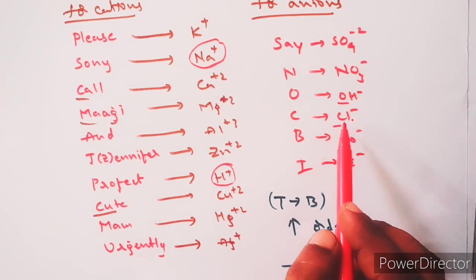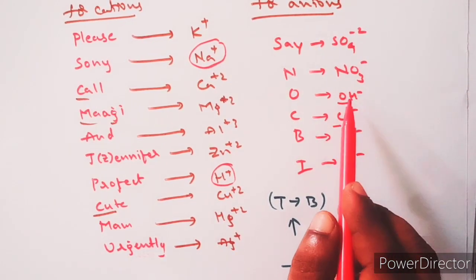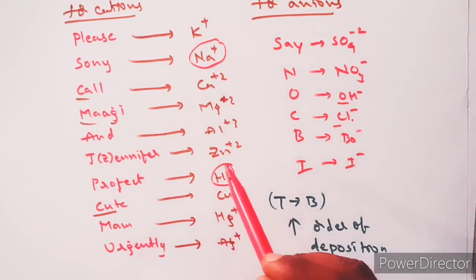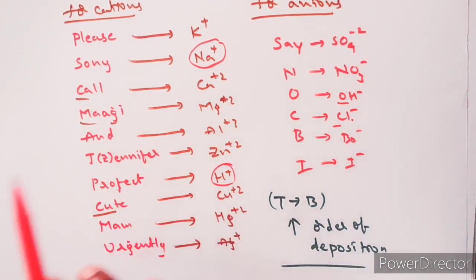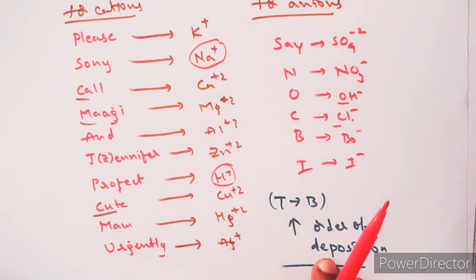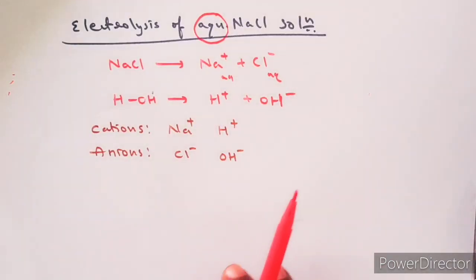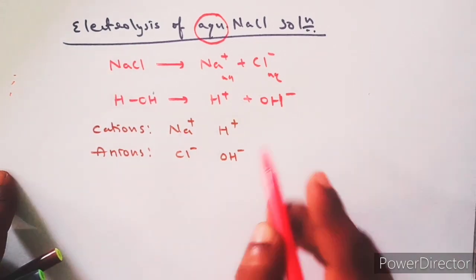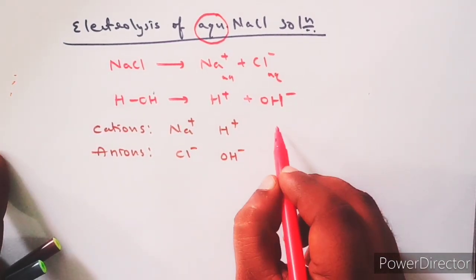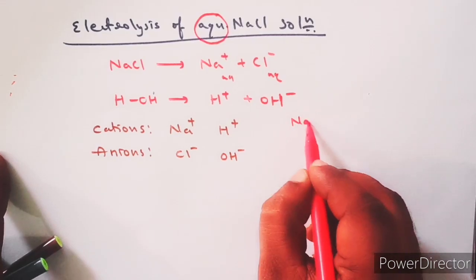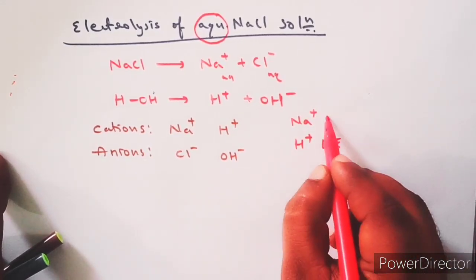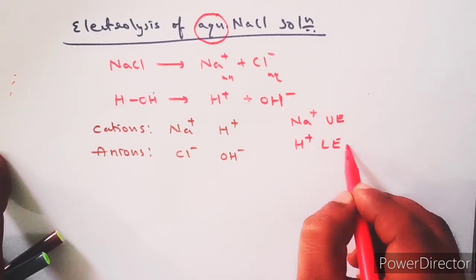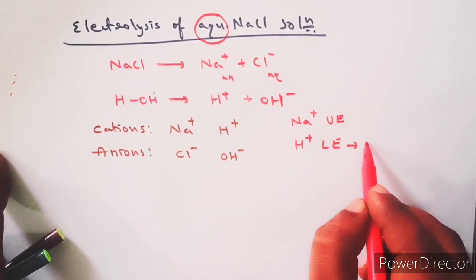It means the chloride ion undergoes oxidation instead of the hydroxide ion, and the proton undergoes reduction instead of the sodium ion. Now let us write the reactions at anode and cathode. In case of the sodium ion and proton, the proton is a lower element and sodium ion is an upper element. Lower element can deposit first.